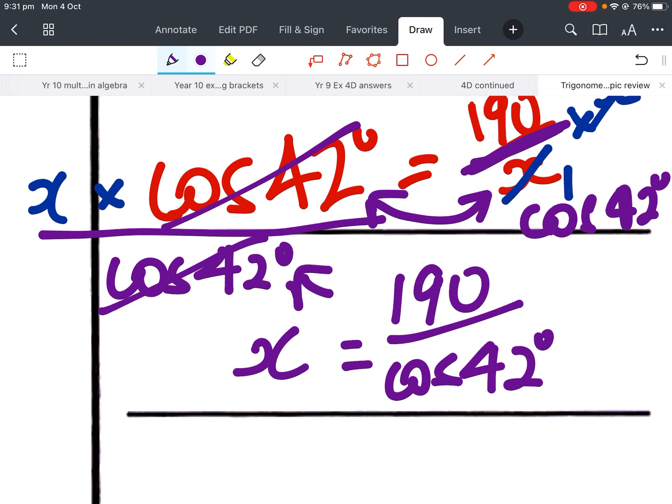No matter which way you go, you get that anyway. All right, so this is what you need to do. If you've got your Casio, you can do fraction key, 190, down the bottom, do cos, and then 42. Mine opens the bracket, so I've got to close it. So I get an answer of 255.67.